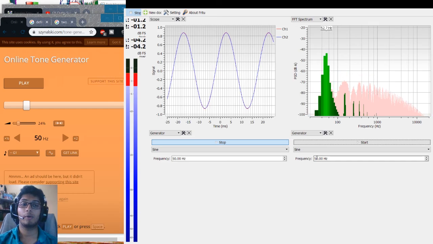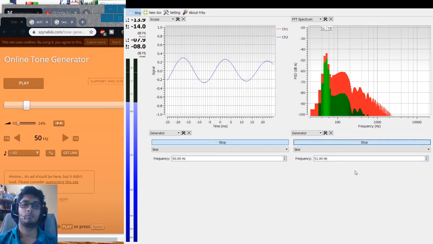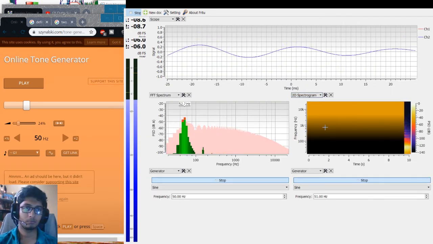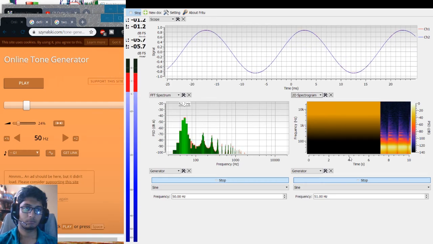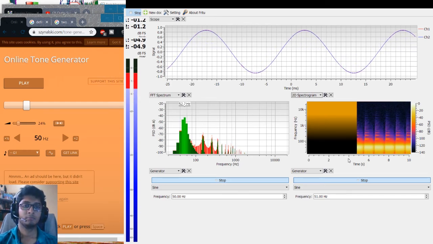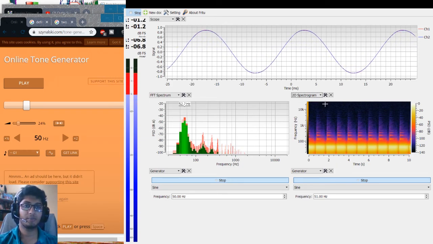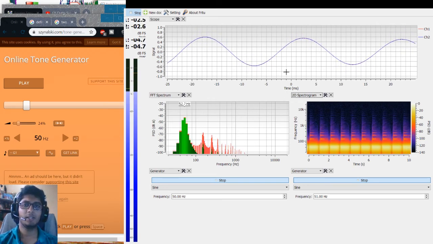Now let me show you another phenomenon. If we put the other sine wave just 1 hertz above this sine wave, that means we have different frequencies. And let's see what it does. 3, 2, 1, there we go. Wow. And I put another, this is a 2D spectrogram, and here you can see how the beat is pulsating.